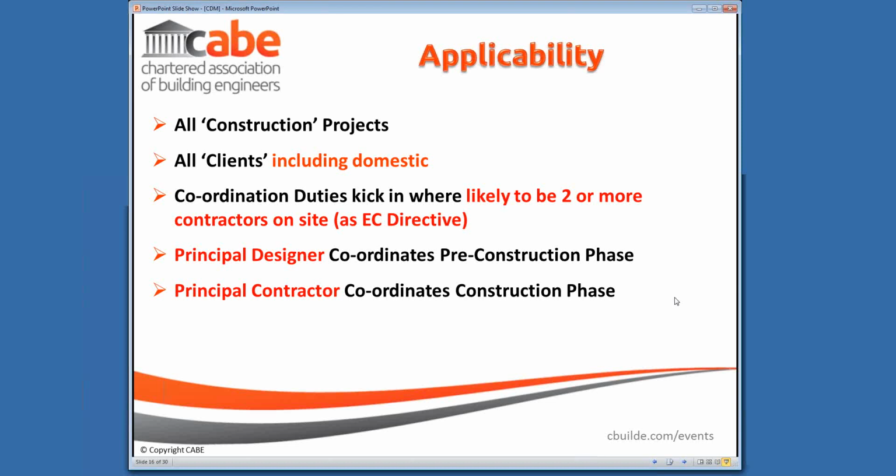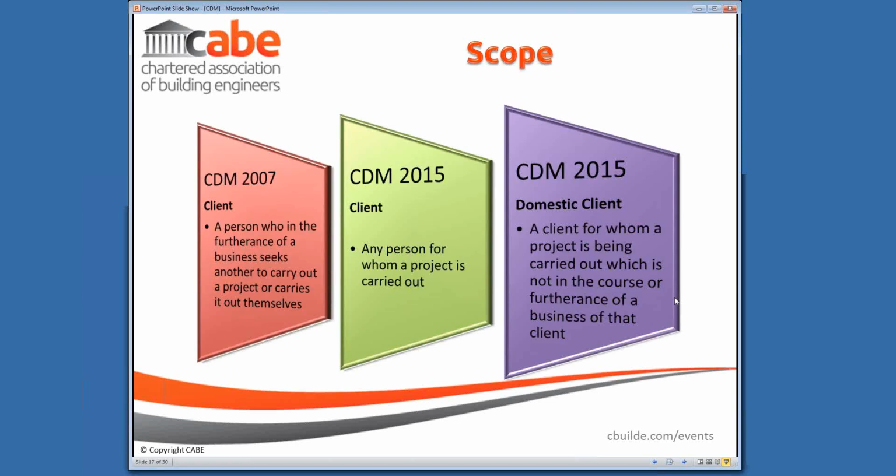So the scope has changed, and to change the scope, what's been done in the proposed regulations is to tinker with the definition of a client. Under the 2007 regulations, a client was someone having a project carried out in the furtherance of their business. A client now is basically anybody who a project's carried out for, and then a domestic client is further defined as somebody who's having work carried out that's not in the furtherance of a business. And that is because within the regulations there are allowances for domestic clients in terms of who's responsible for what.